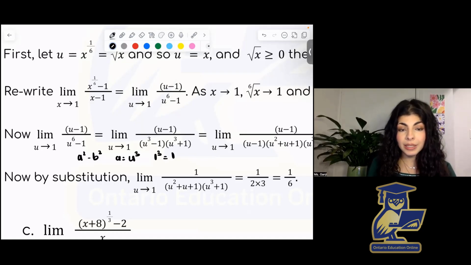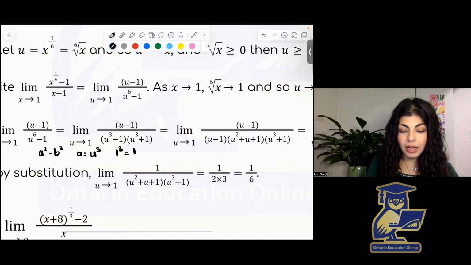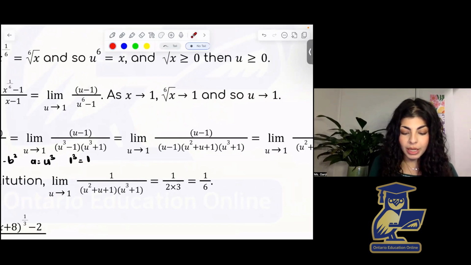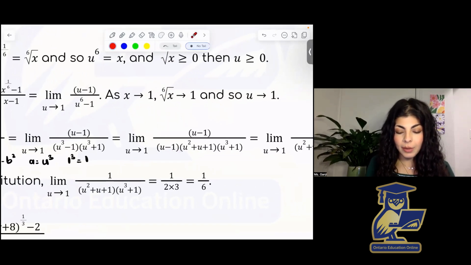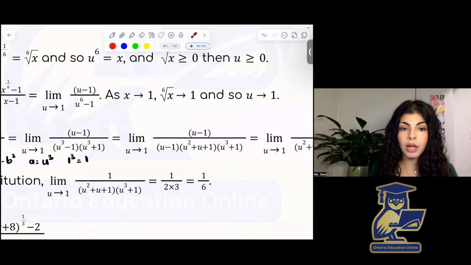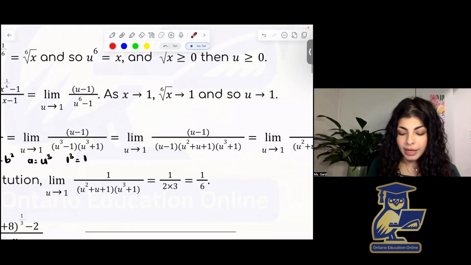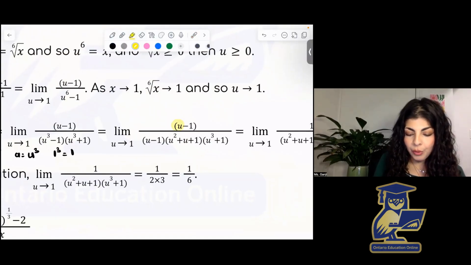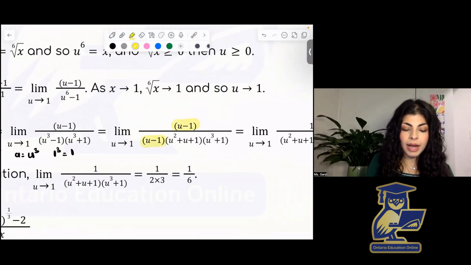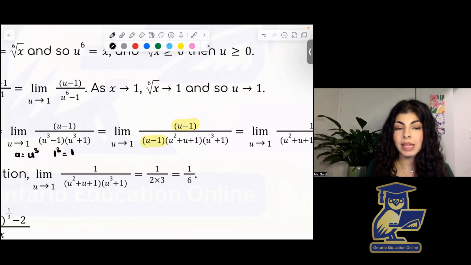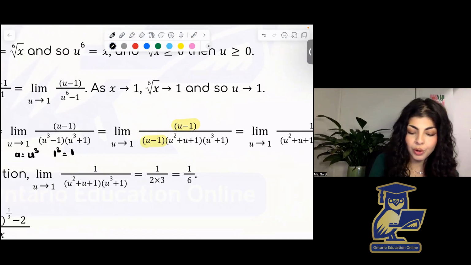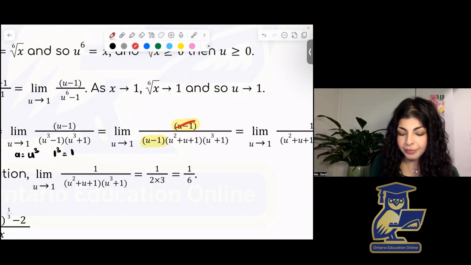And so using that difference of cubes formula from last class, we can write this as u minus 1, and then we have u squared plus, this is actually u times 1, which is just u, plus 1. And then we just have that u to the power of 3 plus 1 left over. Now we have those two common factors there that are making that indeterminate form of 0 over 0. So we're going to get rid of them.